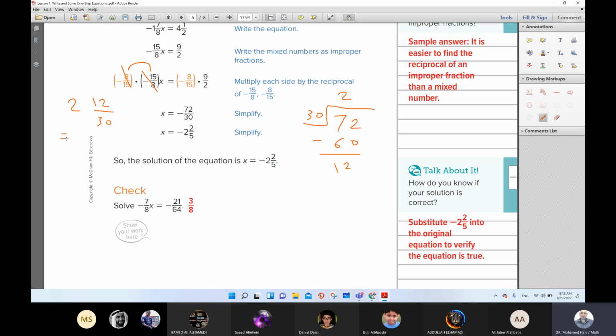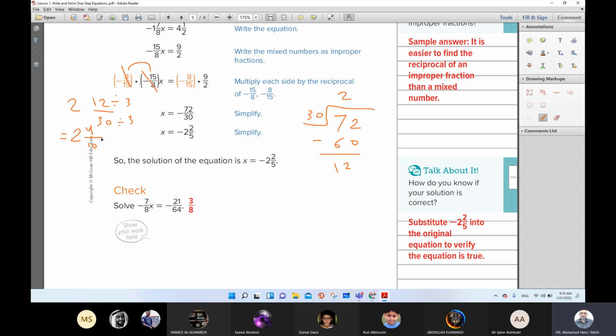Then you can do the simplest form of the fraction. We have 12 up and 30 down. We can divide up and down by 3. So 12 divided by 3 will be 4, and 30 divided by 3 will be 10.